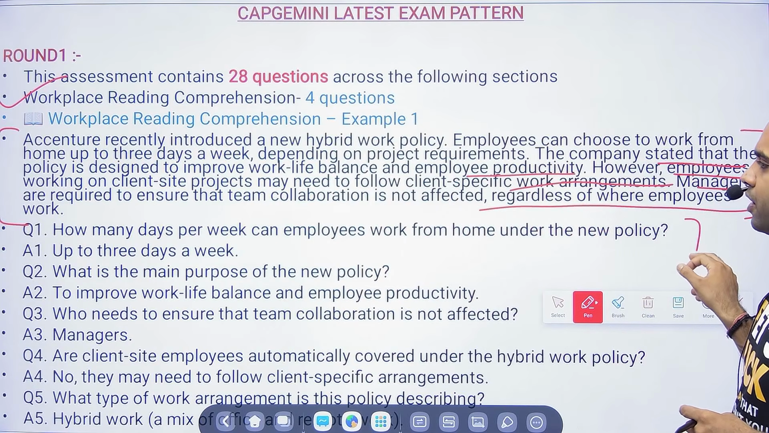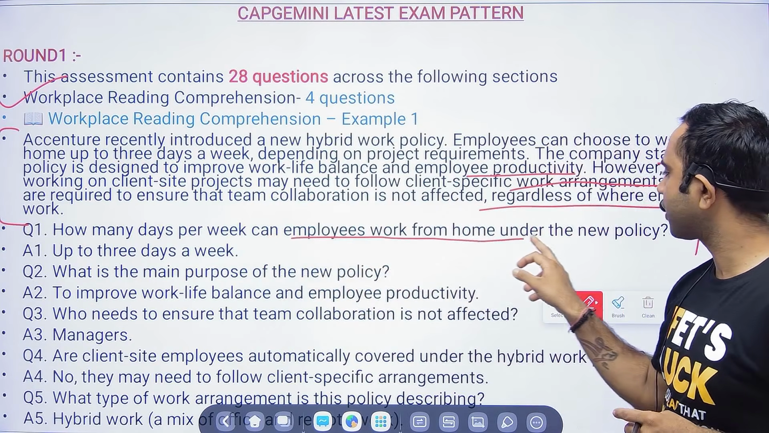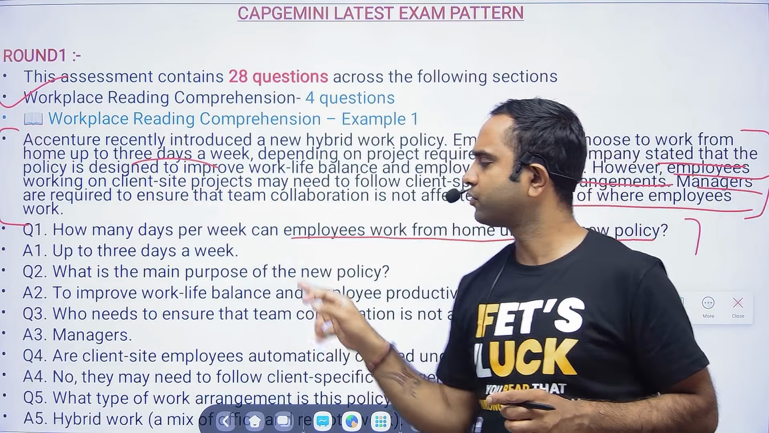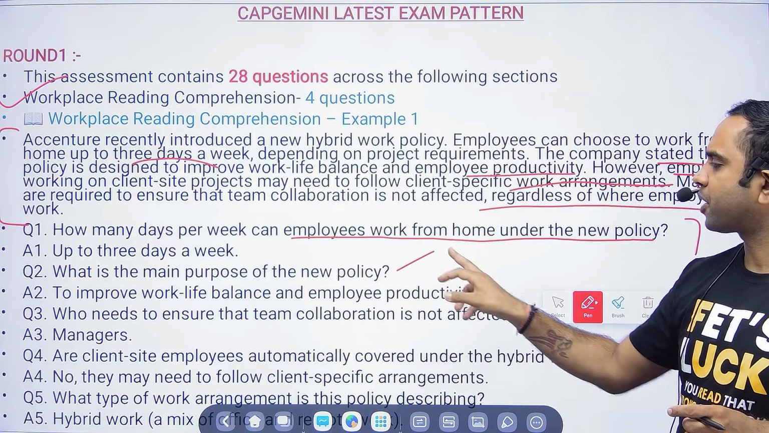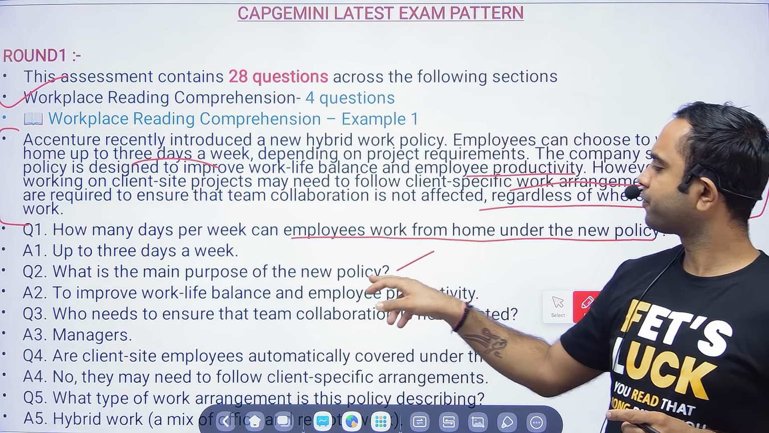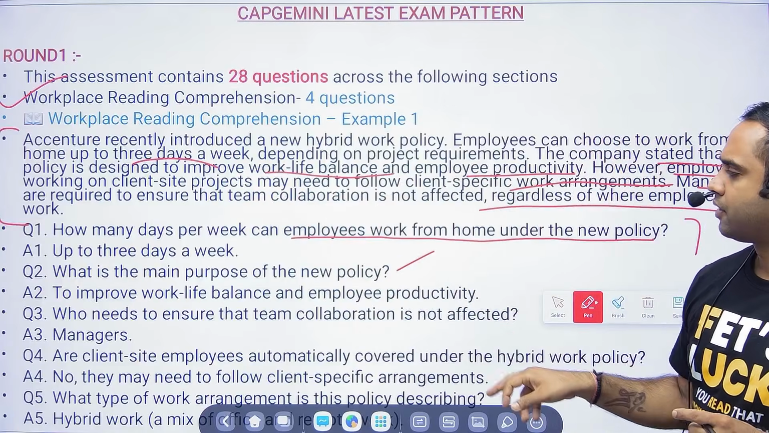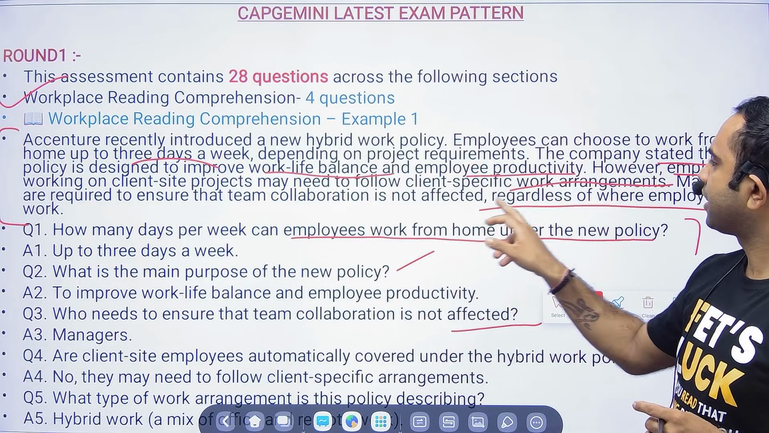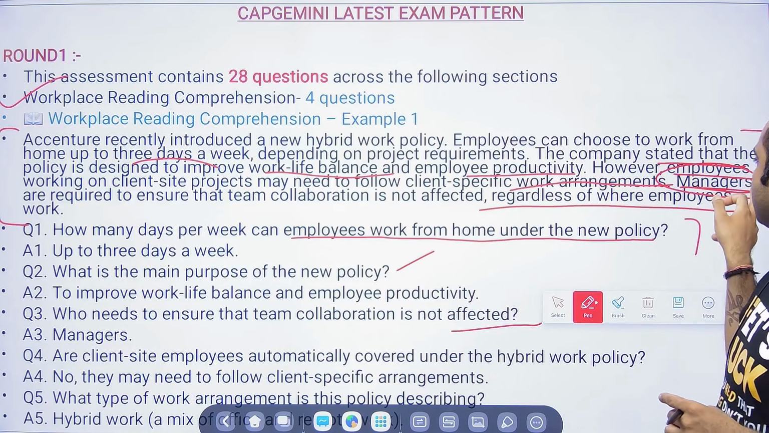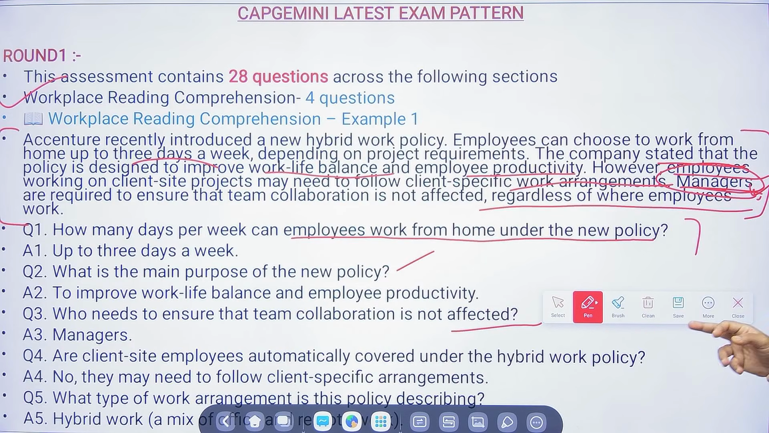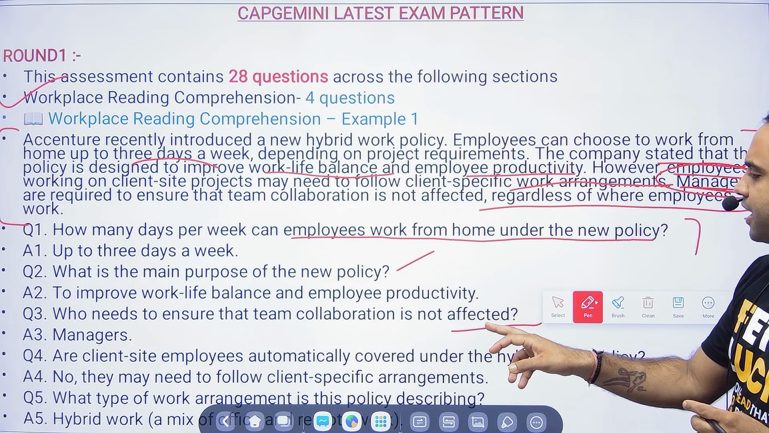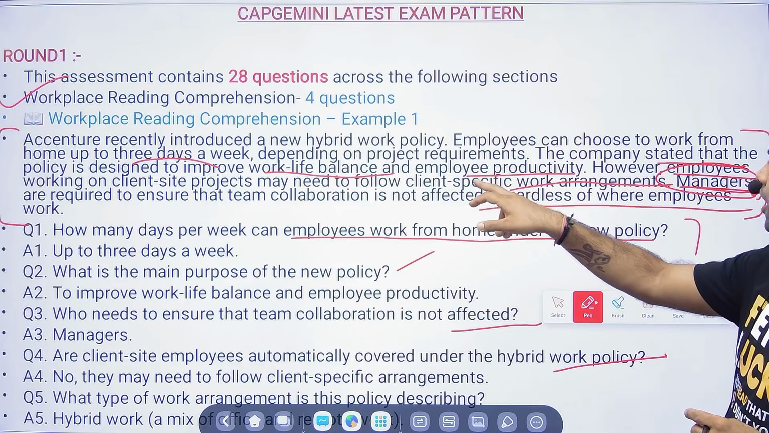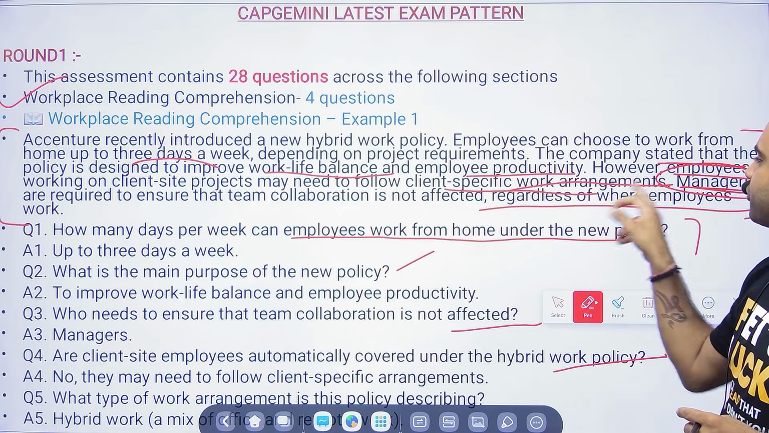Now, how many days per week can an employee work from home under the new policy? Maximum 3 days, so you have to answer 3 days. What is the main purpose of the new policy? Work-life balance. Who needs to ensure collaboration? The managers. Are client-side employees automatically covered under the hybrid policy? No, they may have to follow client-specific work arrangements.